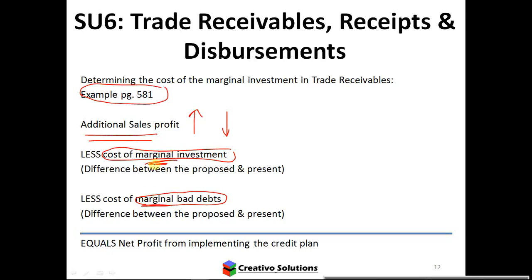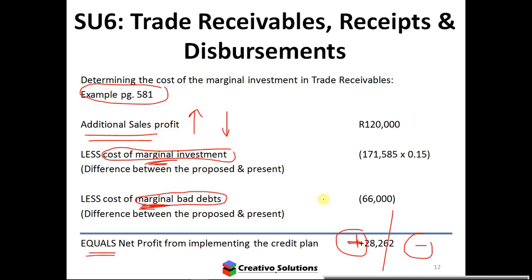Okay, so if I do implement the policy, what's going to happen? The final answer is going to be the net. Your additional sales profit minus your marginal investment minus the marginal bad debts will give you a net profit. If that's a positive or a negative amount, we'll then decide whether or not to accept or reject that particular policy, or credit plan. Obviously, companies would choose to go ahead with the plan if it will generate more value for shareholders.